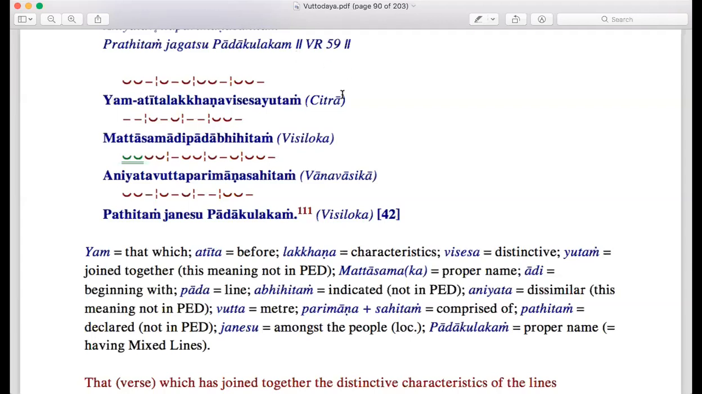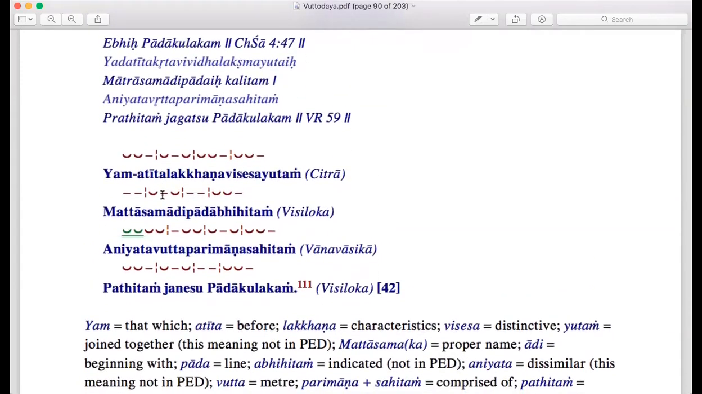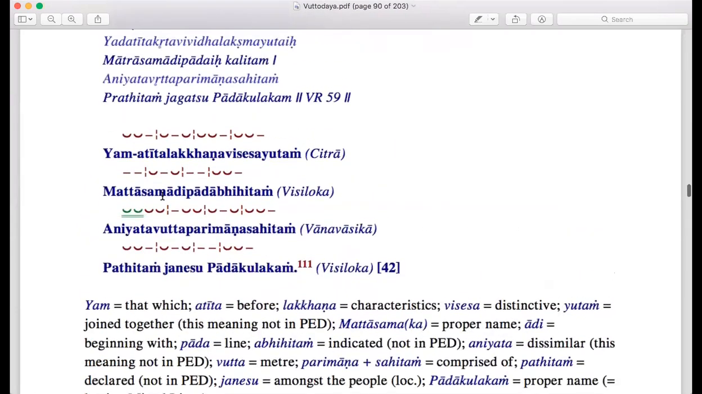So you can observe here the first line is Chitra, the second line is Visiloka, the third line is Vanavasika, and the fourth line is again Visiloka. So there are lines of three verses combined or mixed here. To check word by word, I will take 5 to 10 minutes today because we have to finish this section today. So yang atita lakkana visesa yutang, yang, which verse?